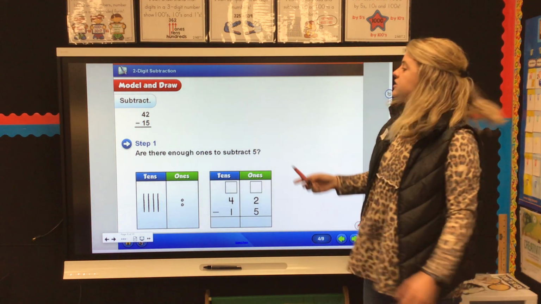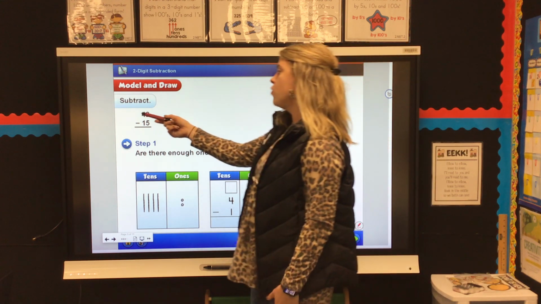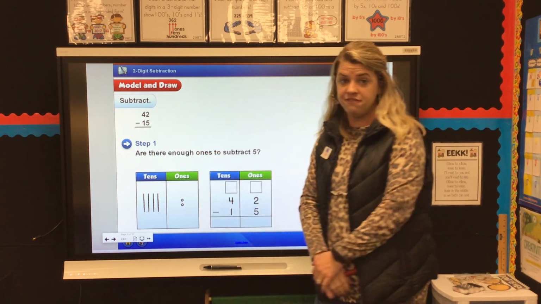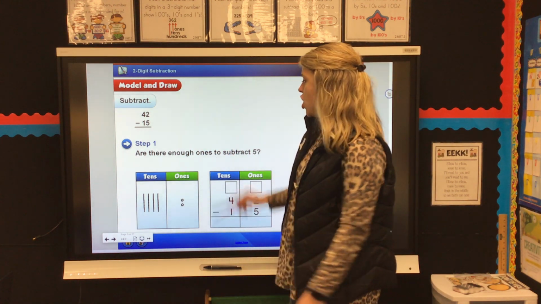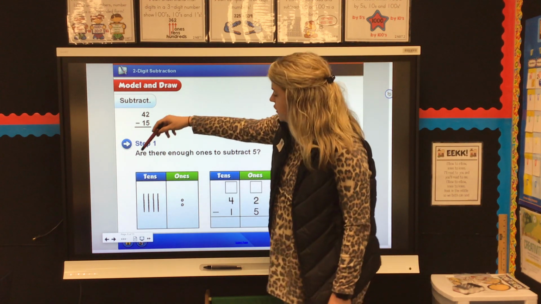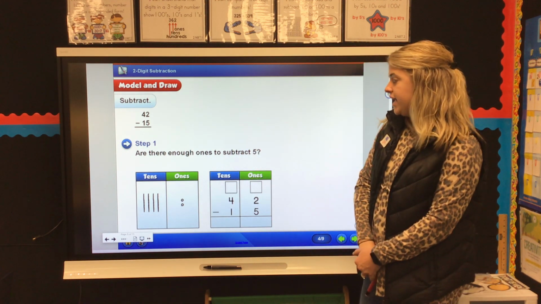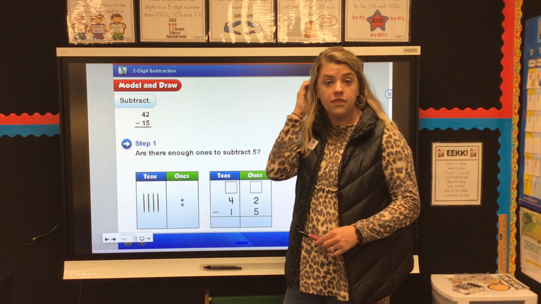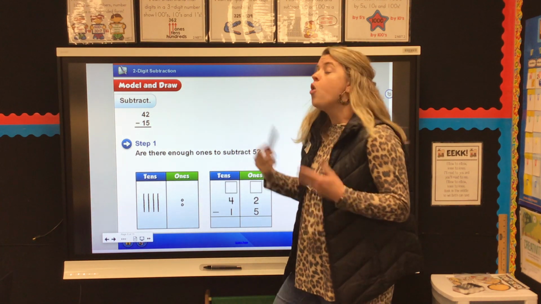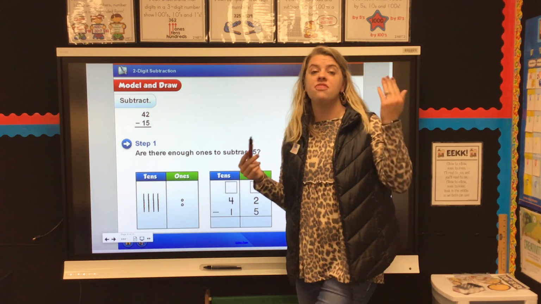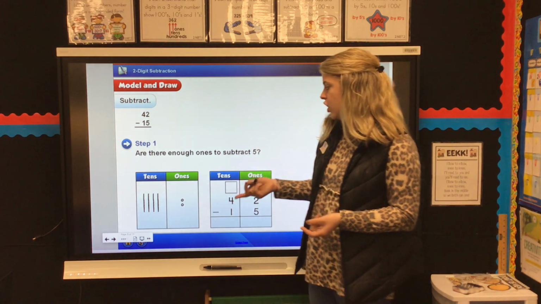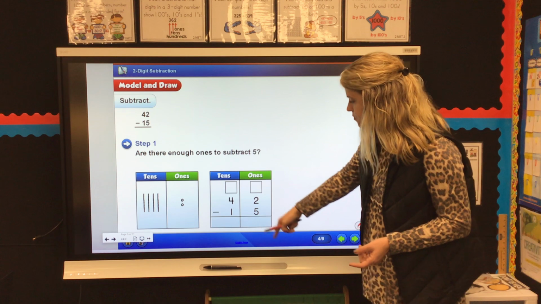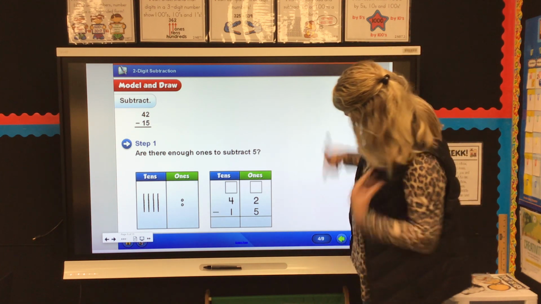All right, so today we're going to be solving the problem 42 minus 15. Okay, so the first step says, are there enough ones to subtract 5? So is there more on the top or more on the floor? We know there's more on the floor, so we need to go next door, right? Because we don't have enough ones.